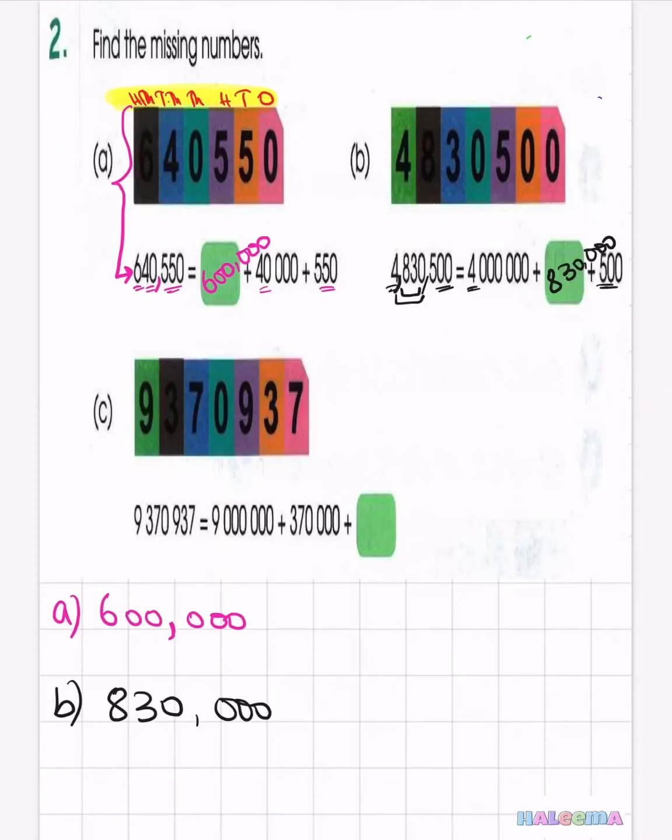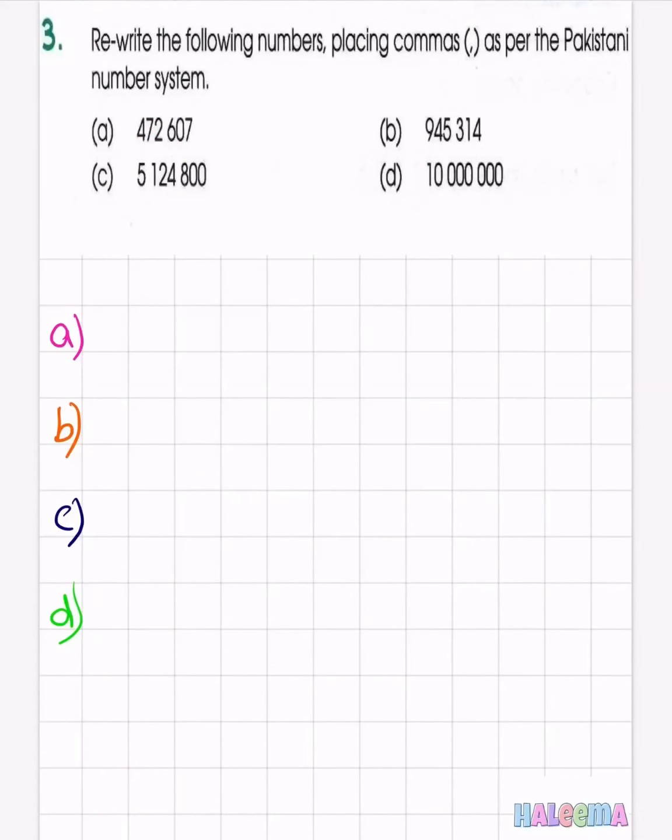Again, let's divide the number into 3 parts. 9,370,937. Look, 9 million is written for you. 370,000 is done already. What we're left with is 937. That's it, right? So the answer is 937. Now here you have to rewrite the numbers placing commas.